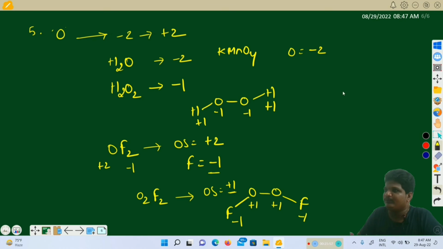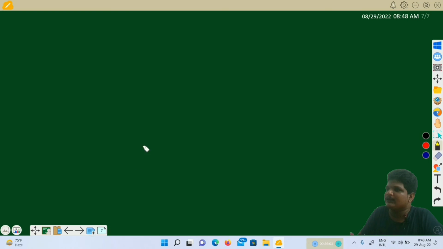Now if you consider superoxide, that is KO2. Here potassium always exhibits a +1 oxidation state, since it belongs to a group 1 element. In the case of oxygen, it exists as O2 with a -1 charge overall, which means each oxygen will exhibit a -1/2 oxidation state.